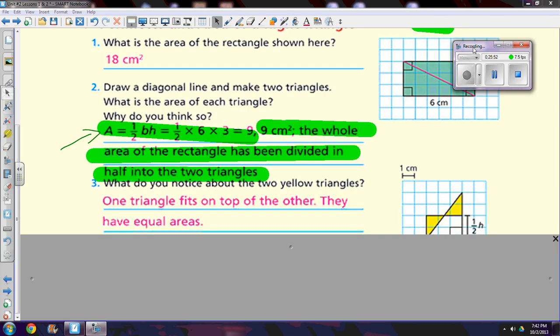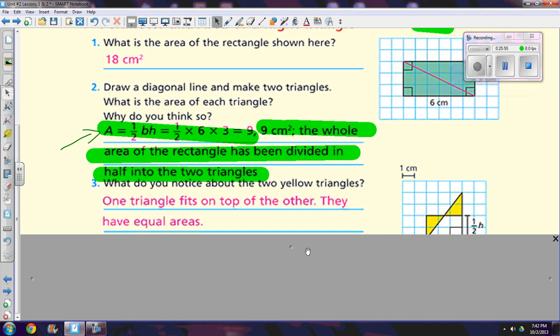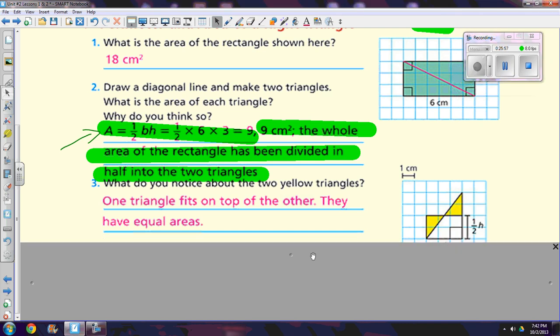All right, for number 3, you don't have to copy this down, but we'll just take a look at it. It says, what do you notice about the 2 yellow triangles at the right? So if you look at these 2 triangles right here and right there, one triangle fits on top of the other triangle. They have equal areas because of that.